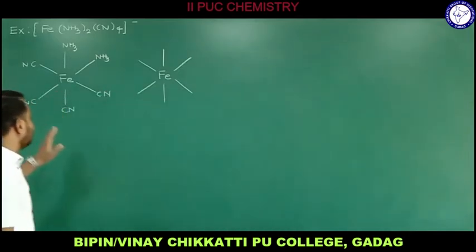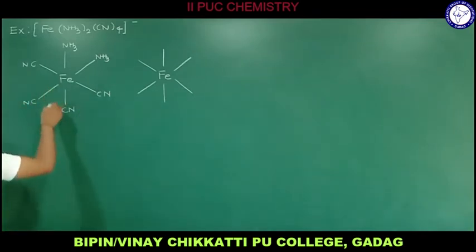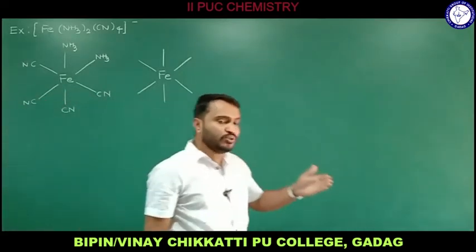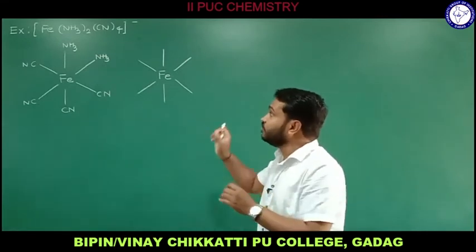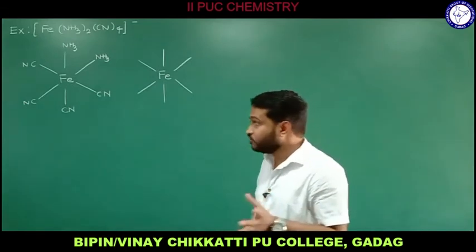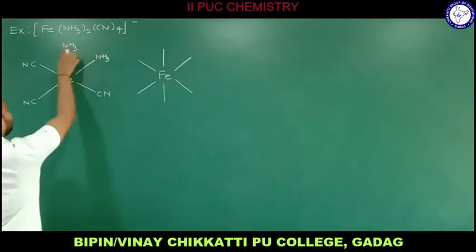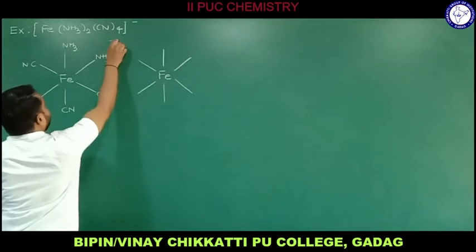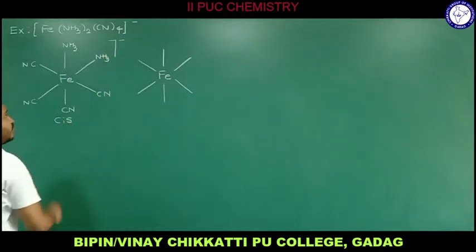If you write CN in this fashion, with N linked to iron, that is a completely wrong concept, because in this CN minus, carbon is also a donor atom and nitrogen is also a donor atom. In this given compound, the carbon of the cyanido ion donates the lone pair of electrons. Therefore, carefully observe while writing the ligands here. Since identical ligands are on the adjacent side, this is the cis isomer, and the charge is minus. You are supposed to mention that. So this isomer is the cis isomer.